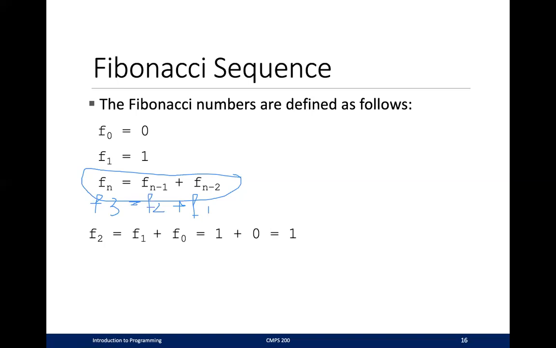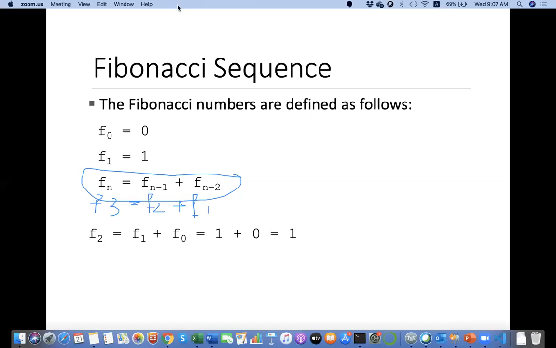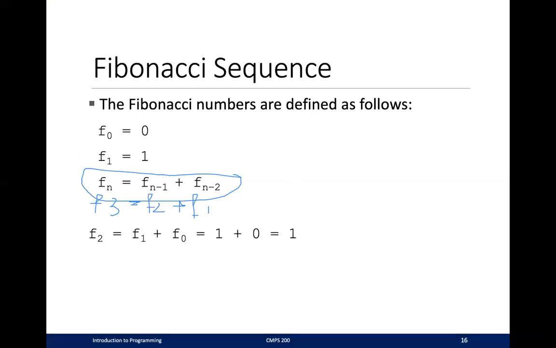Okay, and we see f of 3, as I said, is equal to f of 2 plus f of 1. I know f of 2 is 1. I know f of 1 is also 1. We just computed f of 2, and we have already been given f of 1. So that's 1 plus 1, that's 2. F of 4, any thoughts?